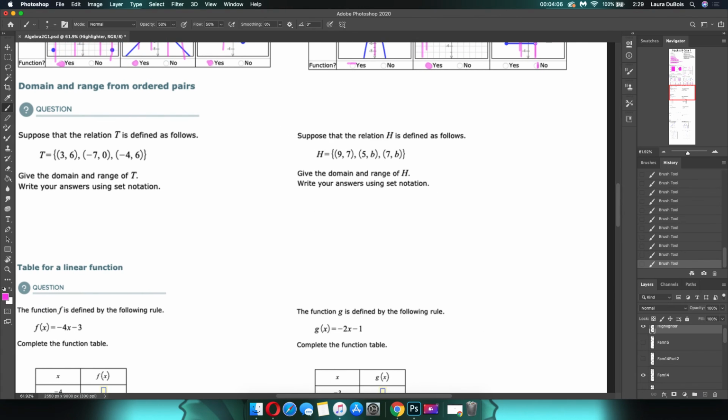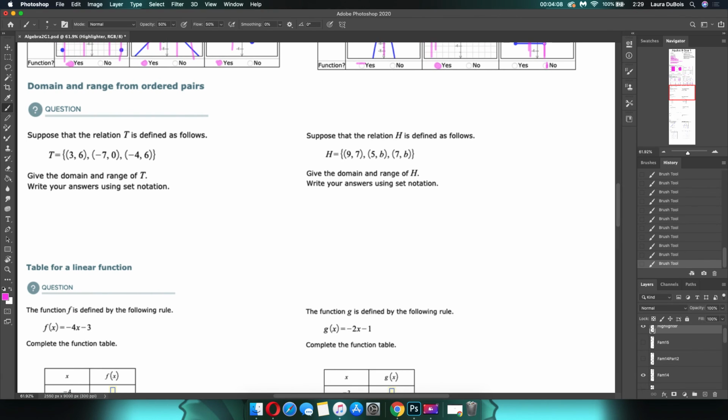Now, this is one of the easiest questions on the DSA: domain and range.